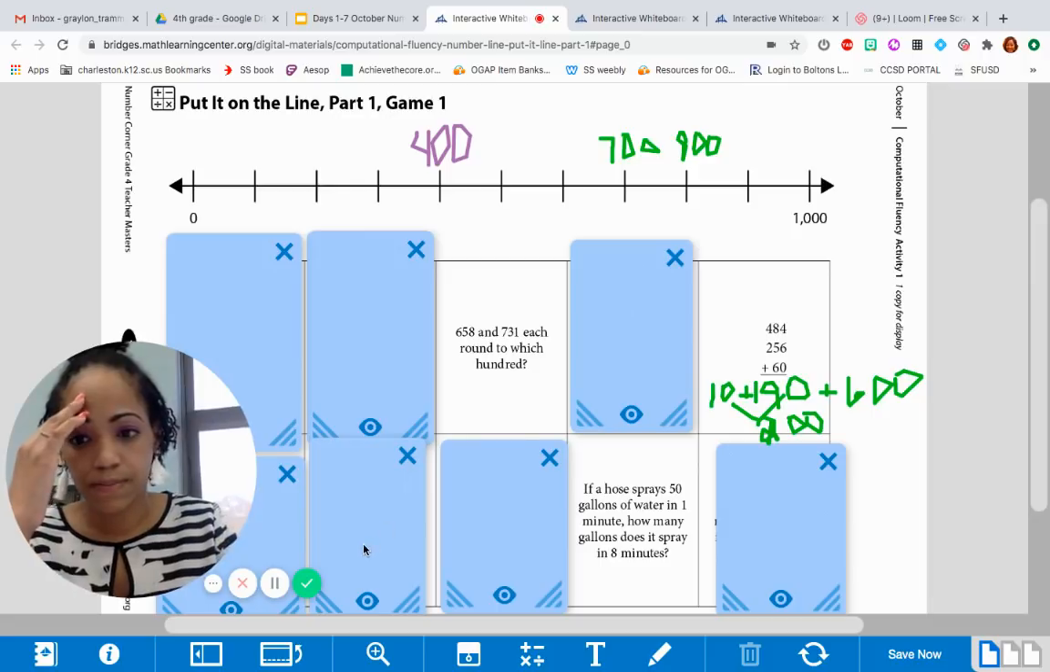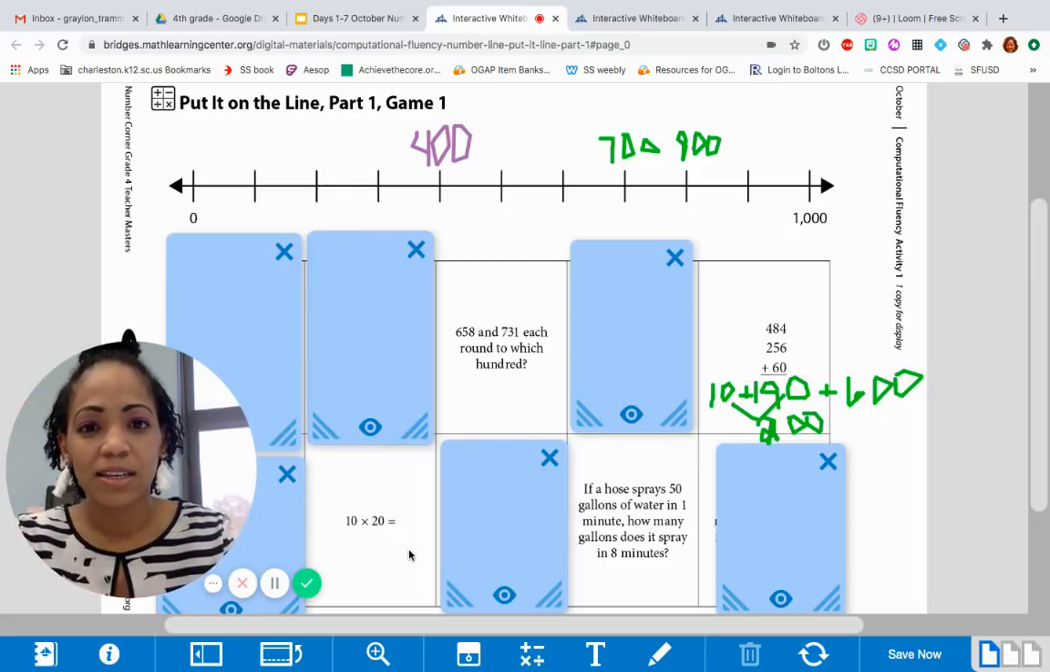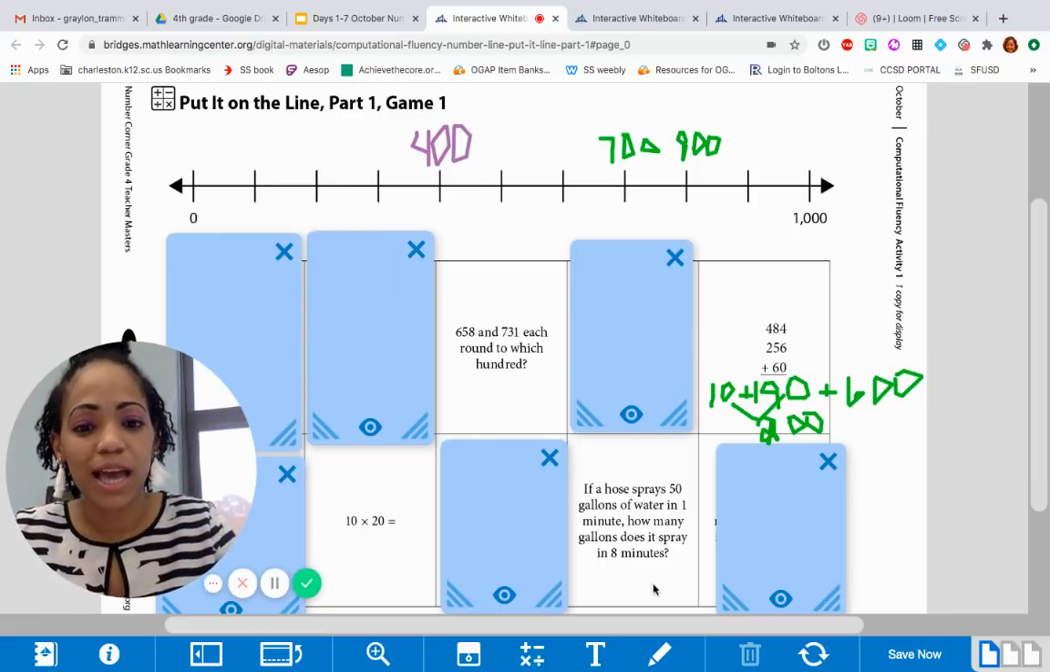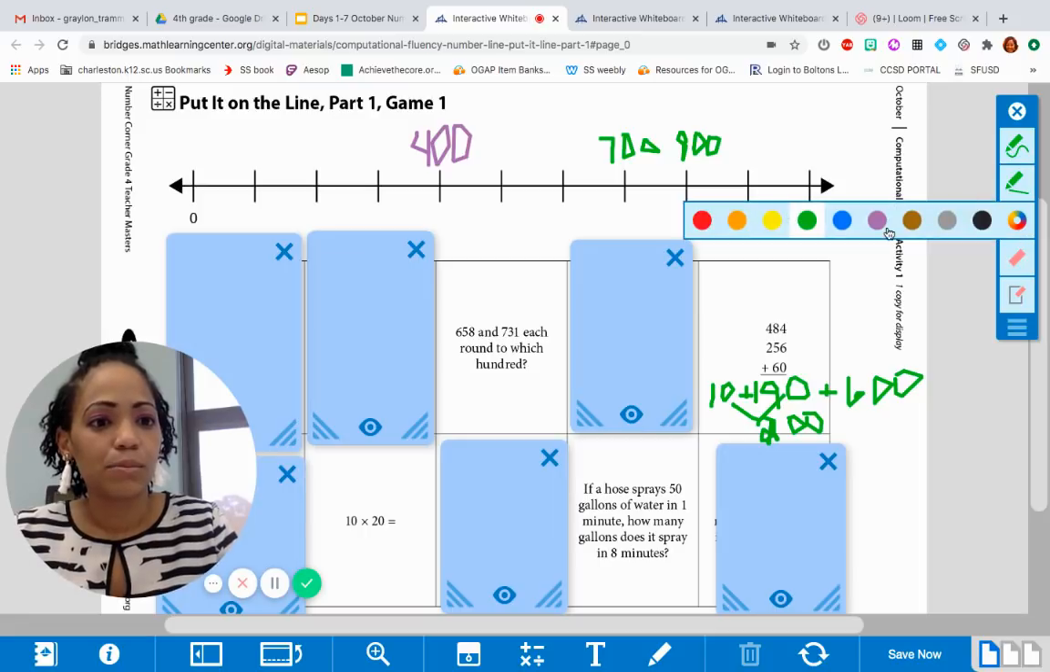Okay, let's see. I'll choose this one. 10 times 20, 200. That was easy peasy. I'm purple.